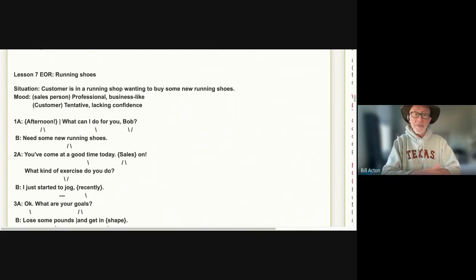So fall, rise, fall. You've come at a good time today. That's a long group. You've come at a good time today. You've come at a good time. So start moving on it. You've come at a good time today.